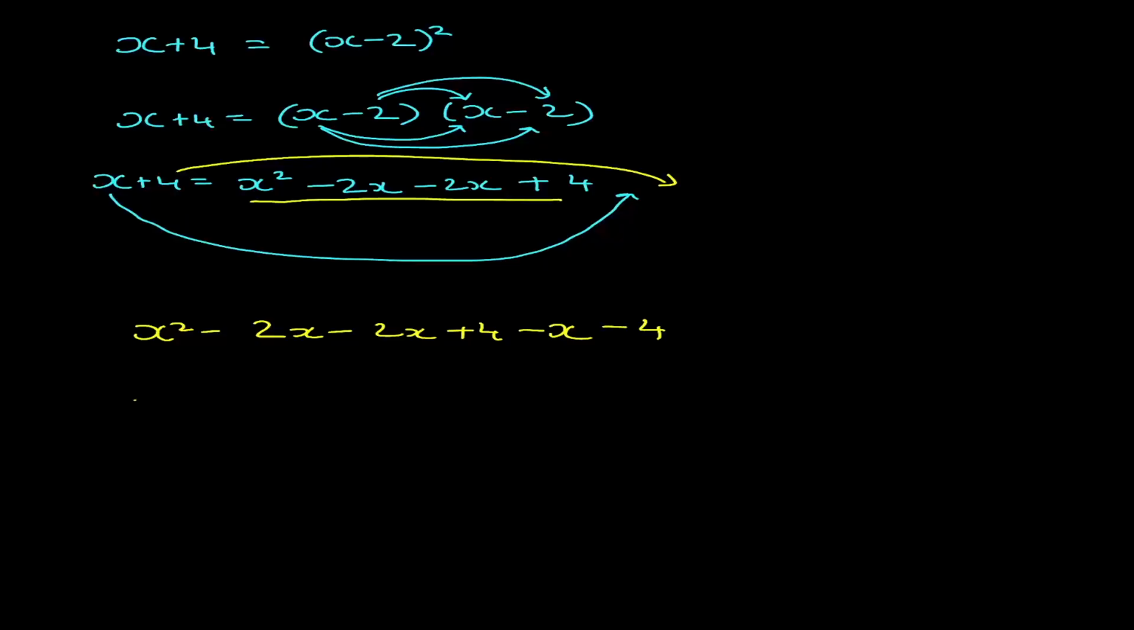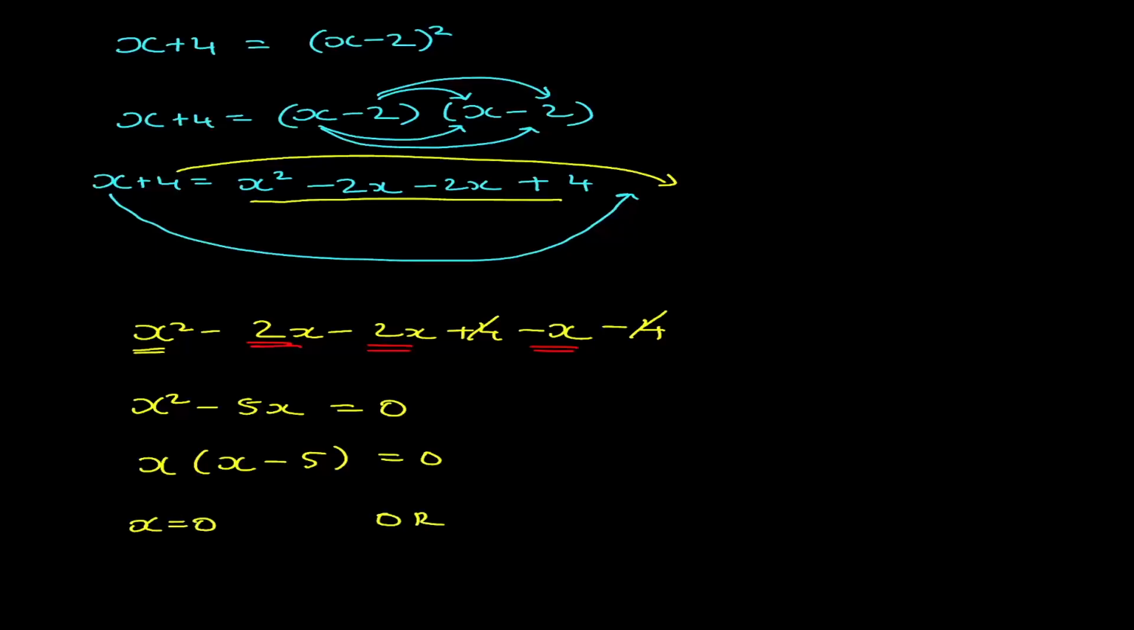Okay, let's collect like terms. So you've got x squared, then we've got negative 2x minus x, which is negative 5x. And then you've got positive 4, take 4, which is just 0. So you've got x squared minus 5x equals 0. Then we could factorize. We could take out x as a factor, and you're just left with x minus 5 equals 0. So that would mean that either x equals 0 or x minus 5 equals 0, according to the null factor law.